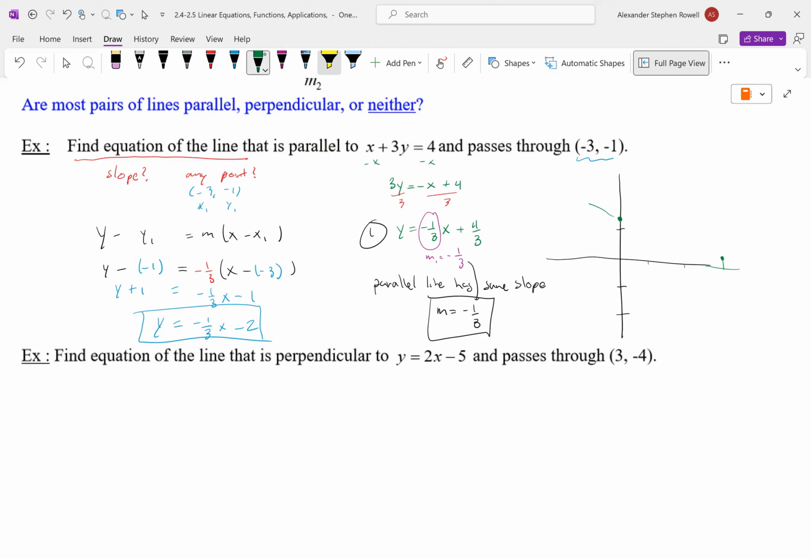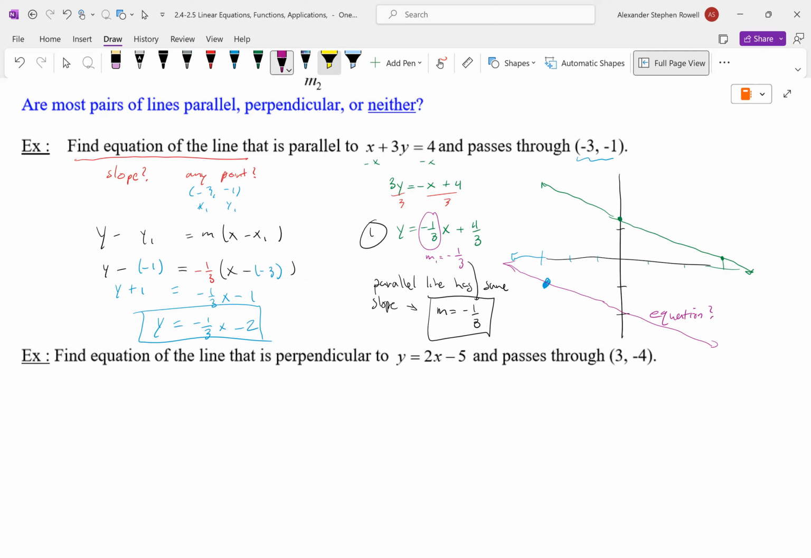So this is my first line. Then we plot a point -3, -1. -3, -1 is this point here. And we just came up with an equation of a line that has the same slope. This is the equation we found.